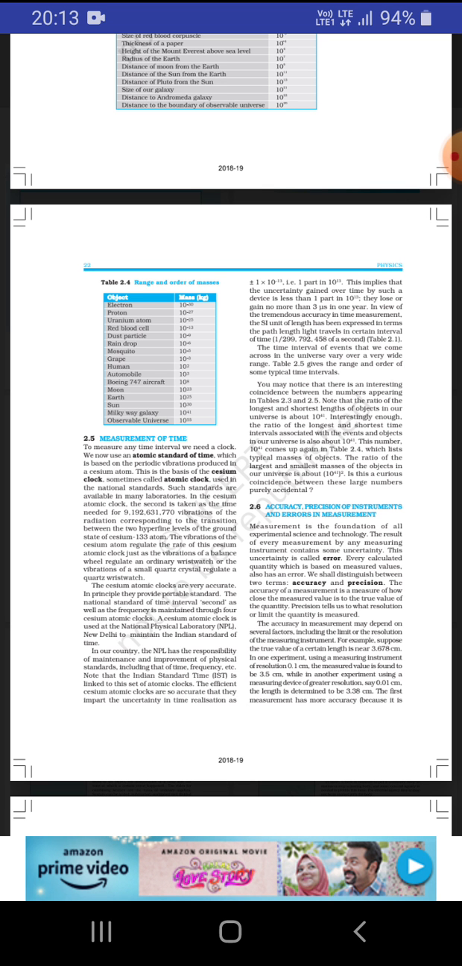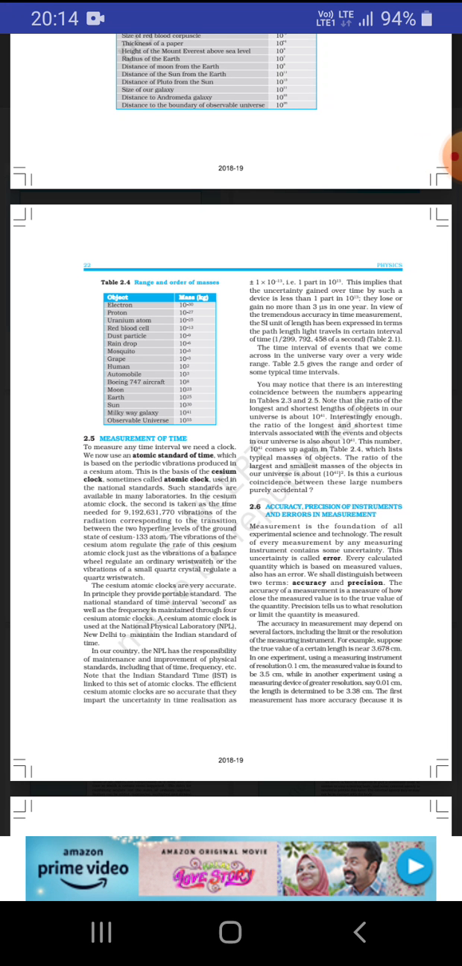Through four atomic clocks they manage, the National Physical Laboratory, NPL, in New Delhi maintains the Indian standard of time, that is IST. In our country, NPL has the responsibility of maintenance and improvement of physical standards and the frequency of IST, that is Indian Standard Time, which is linked to atomic clocks.